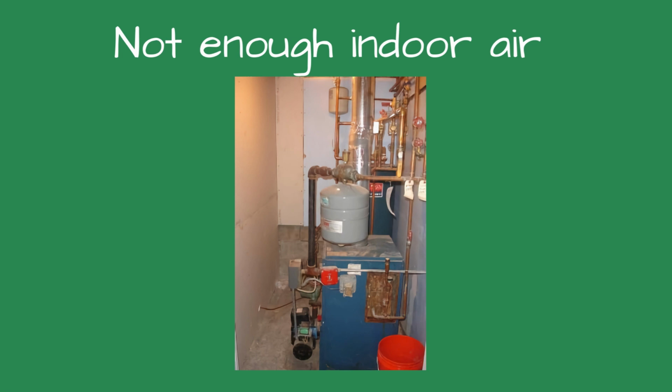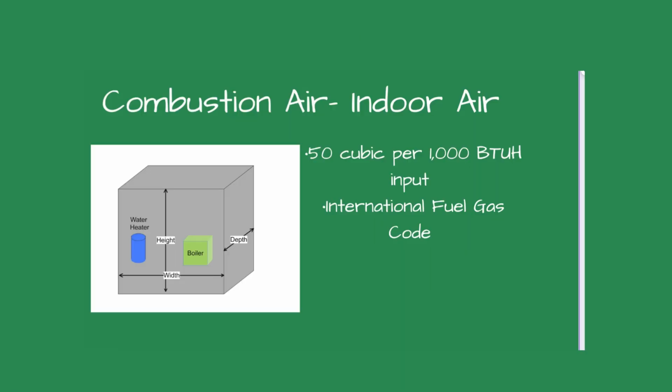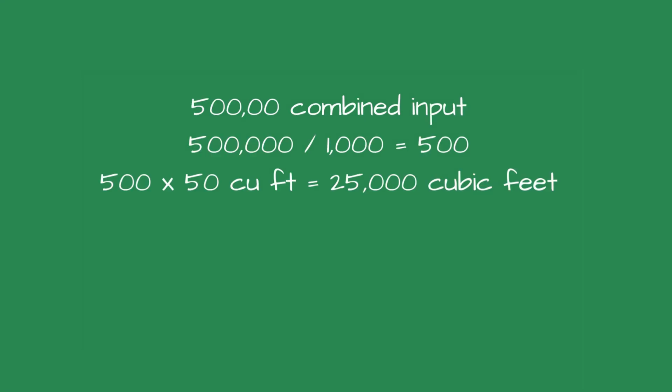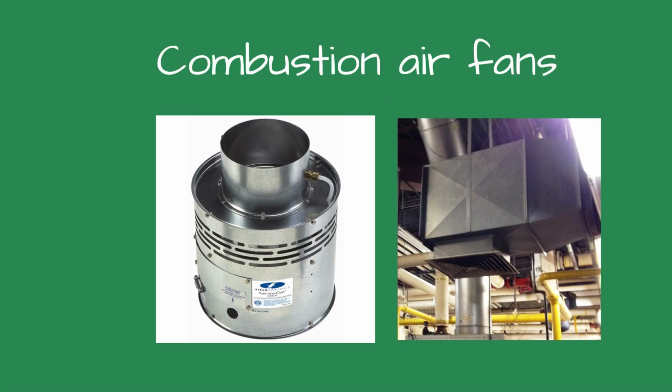Indoor air. Suppose you have a boiler with a rated input of 460,000 BTUs and a 40-gallon water heater with a rated input of 40,000 BTUs. This would total 500,000 BTUs. To calculate how much indoor air volume we would require for the combustion air using the standard method, the International Fuel Gas Code stipulates 50 cubic feet for every 1,000 BTUs. Divide the total input, 500,000, by 1,000 equals 500, times 50 equals 25,000 cubic feet. Assuming the room has a 10-foot high ceiling, the boiler room must be a minimum of 50 feet by 50 feet. If the room is smaller than that, extra combustion air is needed.